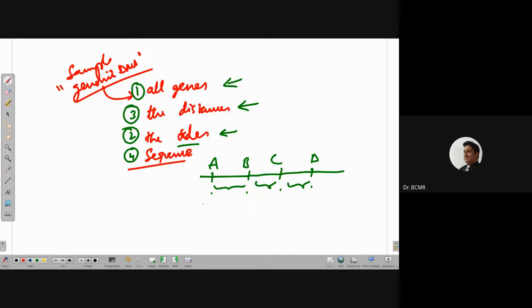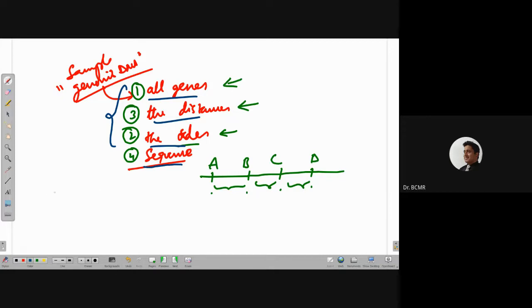So for a gene library, there are multiple things that we need to remember. We need to know all the genes. That's why, when I'm defining a gene library, I said each of the genes should be represented at least once. Then we should know the order of genes, the distances between them, and eventually, of course, the sequence. When we sequence, we will know all three. How can we do that using a gene library?